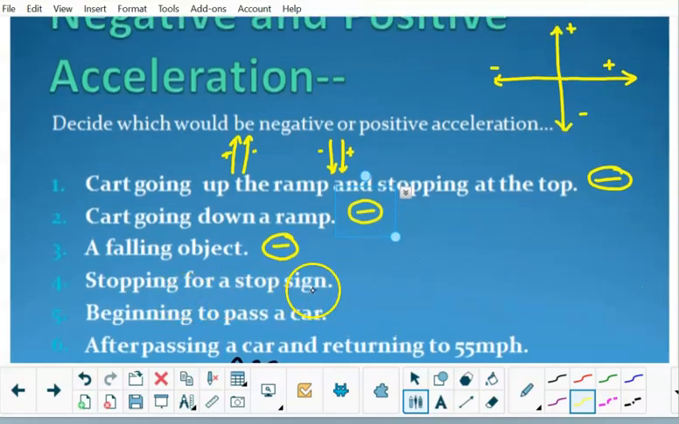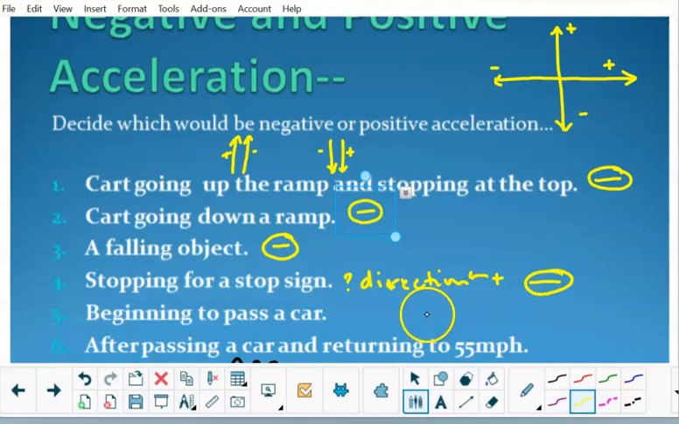Okay, stopping for a stop sign, it is not telling us any kind of direction on here, so we do some assumption. So what is the direction on this? We don't know. So we're going to assume that we're starting here at the origin and that we're going in the positive direction. Okay, so it is stopping for a stop sign, so it's slowing down. So that still will be negative acceleration or else decelerating.